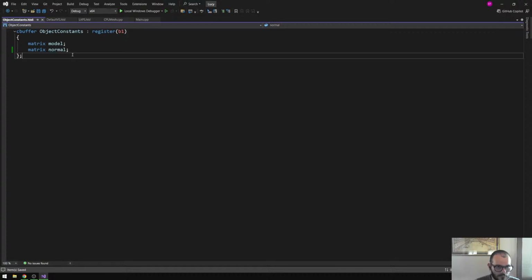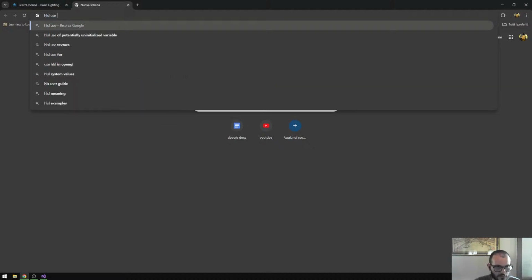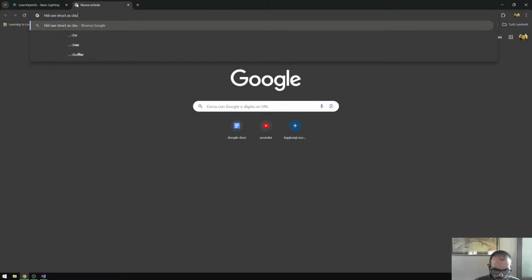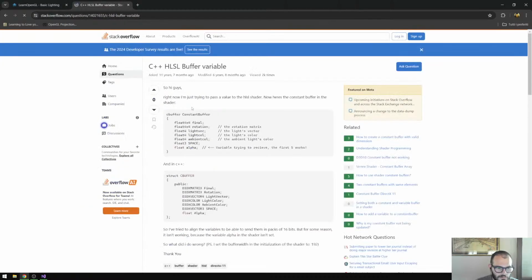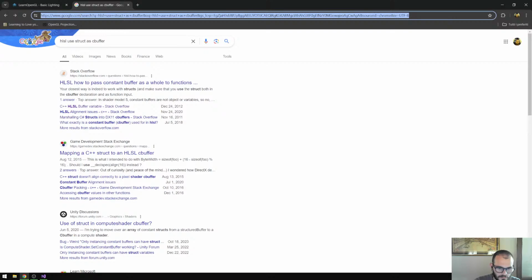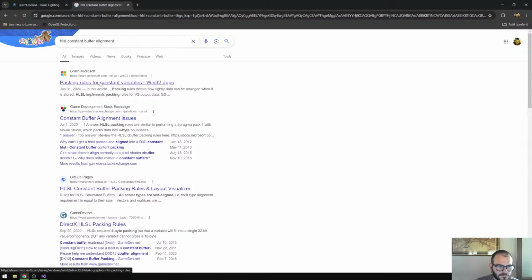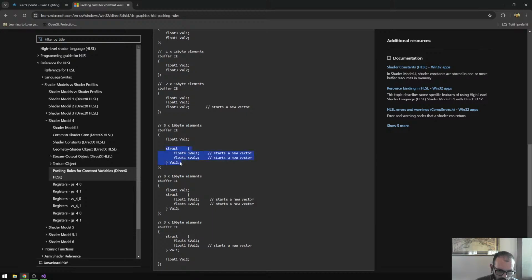Then, HLSL struct cbuffer. HLSL constant buffer alignment. So I can also do something like this. Oh yeah, fantastic.